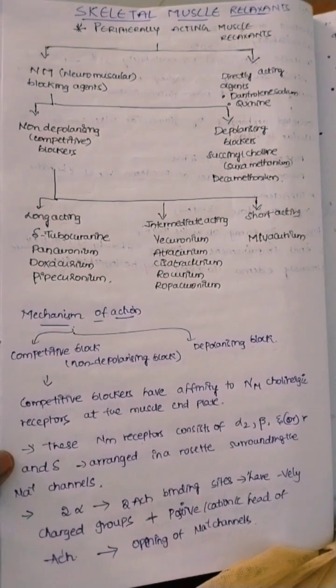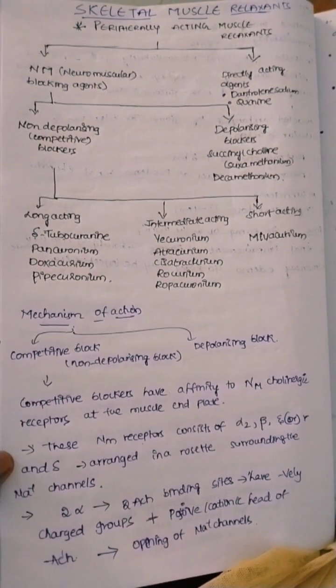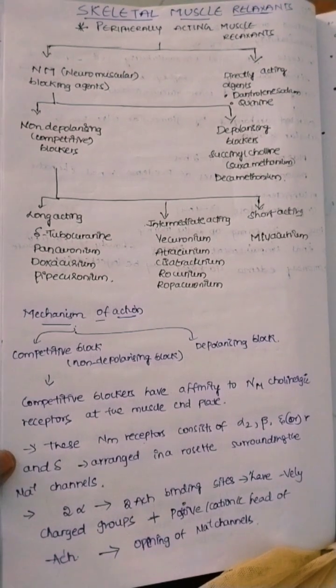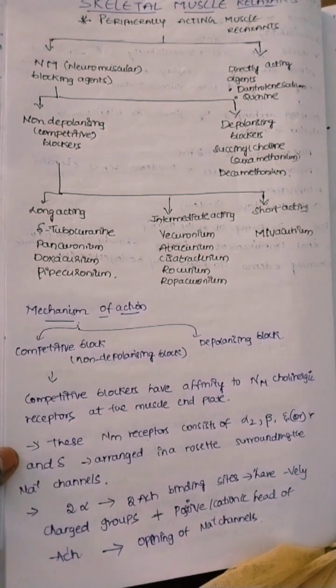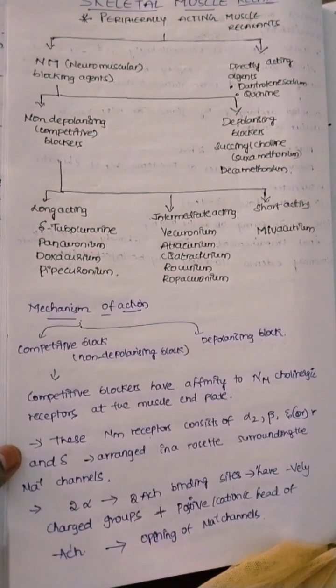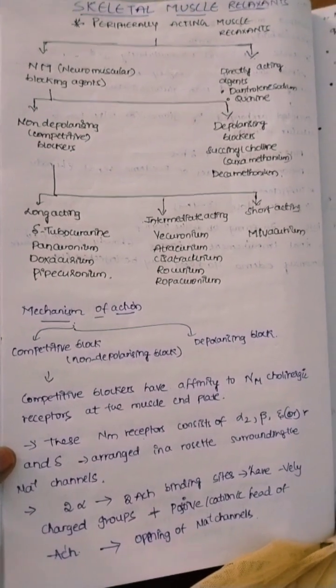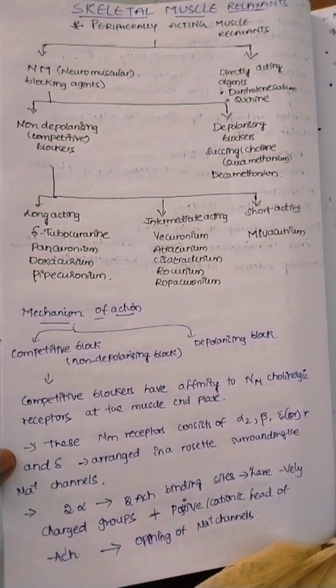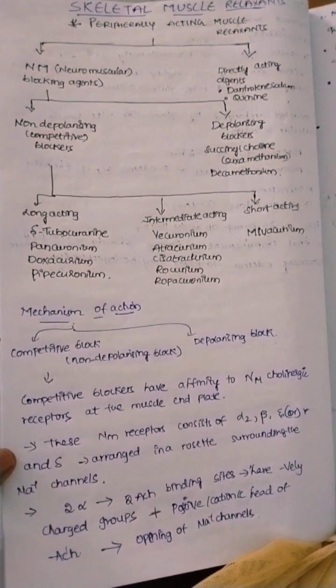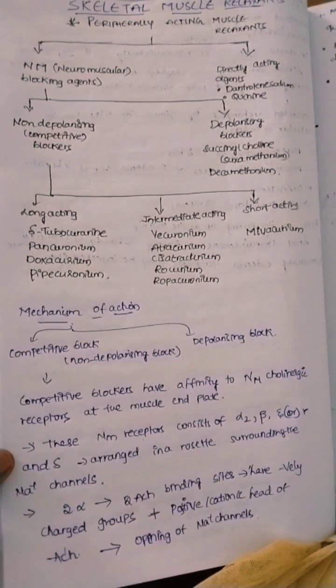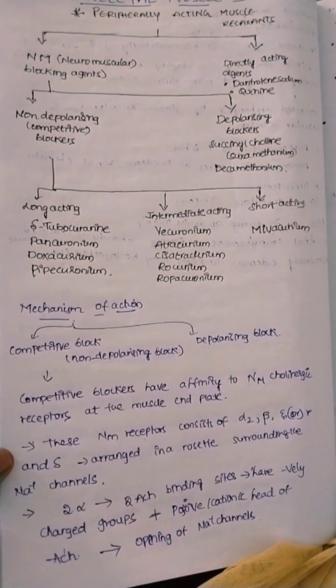Non-depolarizing competitive blockers are again classified according to the duration of action as long acting, intermediate acting and short acting. Long acting are d-tubocurarine, pancuronium, doxacurium, pipecuronium. Intermediate acting are vecuronium, atracurium, cisatracurium, rocuronium, rapacuronium. Short acting is mivacurium. What is the mechanism of action?